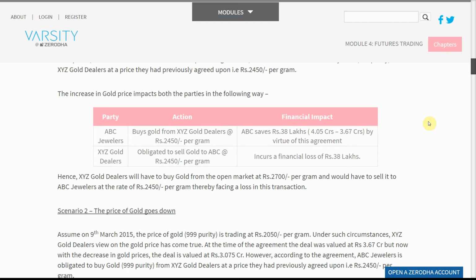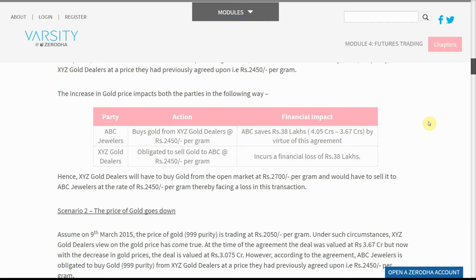Party action, financial impact. ABC Jewelers buys gold from XYZ gold dealers at 2,450 rupees per gram. ABC saves 38 lakh rupees, 4.05 crore minus 3.67 crore, by virtue of this agreement. XYZ gold dealers, obligated to sell gold to ABC at 2,450 rupees per gram, incurs a financial loss of 38 lakh rupees. Hence, XYZ gold dealers will have to buy gold from the open market at 2,700 rupees per gram and would have to sell it to ABC Jewelers at the rate of 2,450 rupees per gram, thereby facing a loss in this transaction.